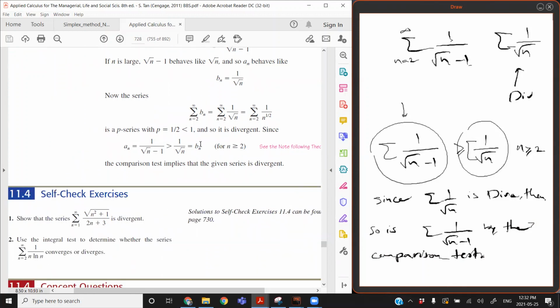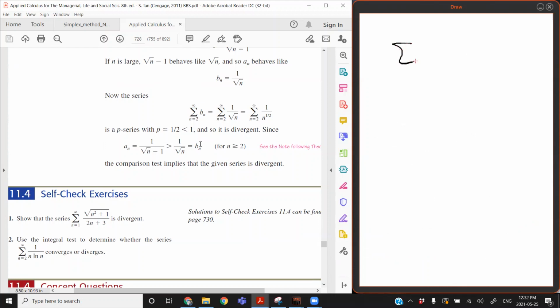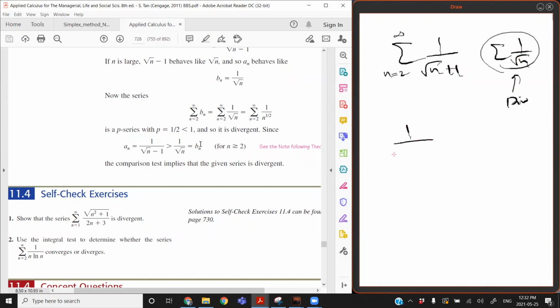Okay, I want to give you a situation where the comparison test would be inconclusive. Imagine you have sigma 1 over root n plus 1, from 2 to infinity. You may say, this reminds me of the p-series 1 over root n, and this one is divergent. If these elements are bigger than these elements, then I can use the comparison test. Let's try. I have 1 over root n plus 1 and 1 over root n. When I compare these two, 1 over root n is greater than 1 over root n plus 1, because here I have a bigger denominator, and a bigger denominator means a smaller fraction. For any n greater than or equal to 2, that's the case.